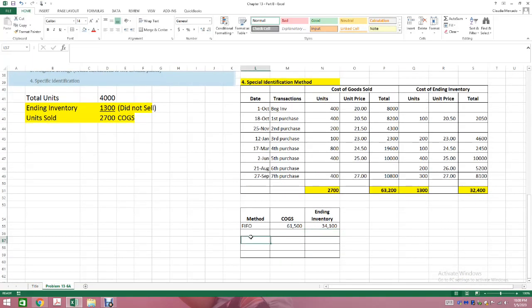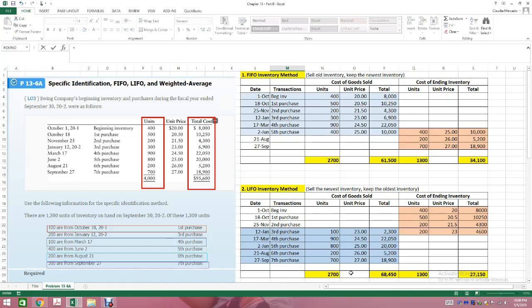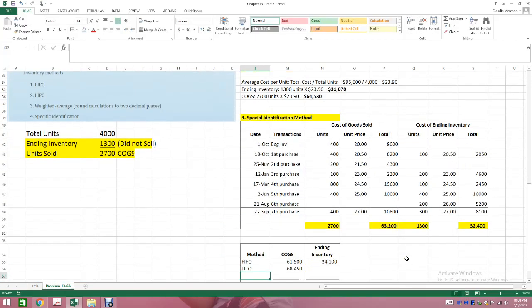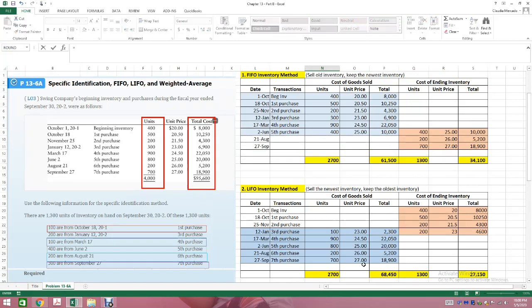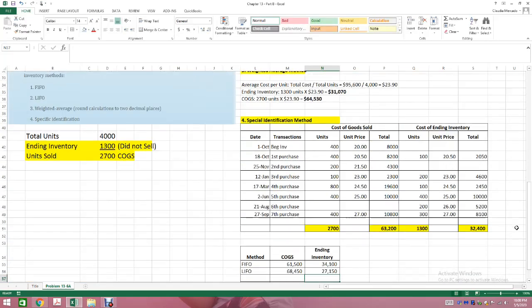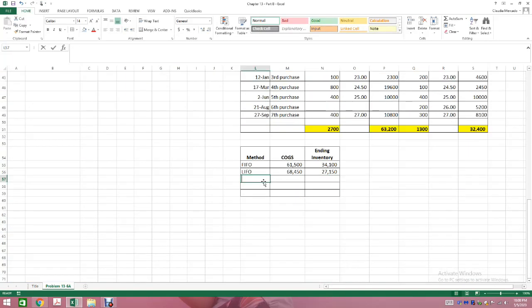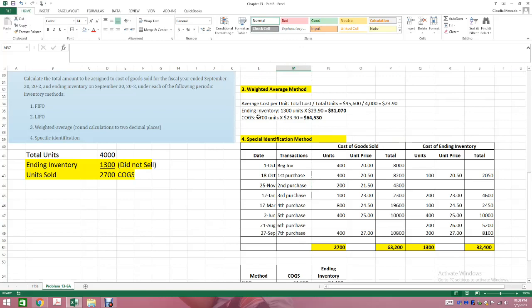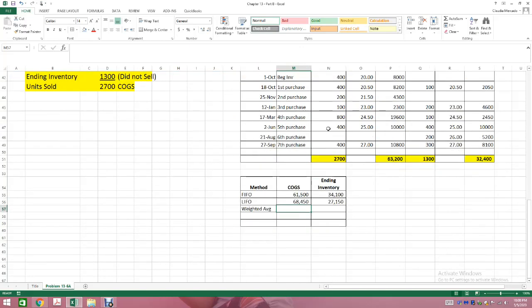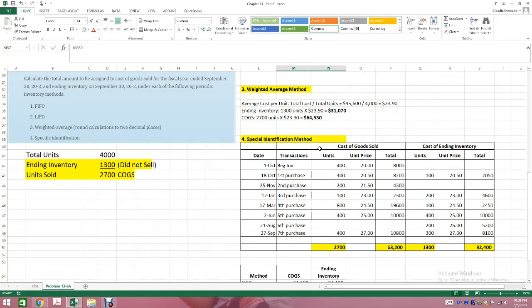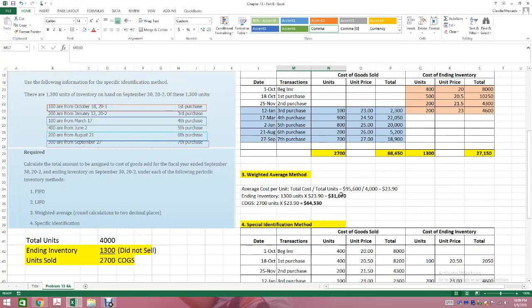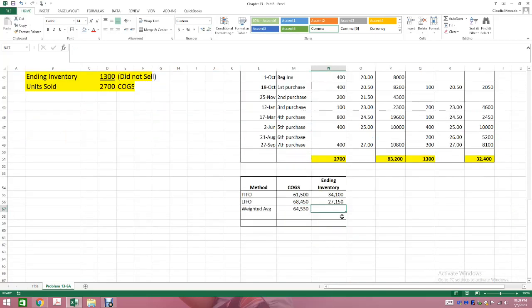$34,100. Okay. For LIFO, my cost of goods sold was valued at $68,450. My ending inventory was valued at $27,150. For the weighted average, my cost of goods sold was $64,530. Okay. And then my ending inventory was $31,070.